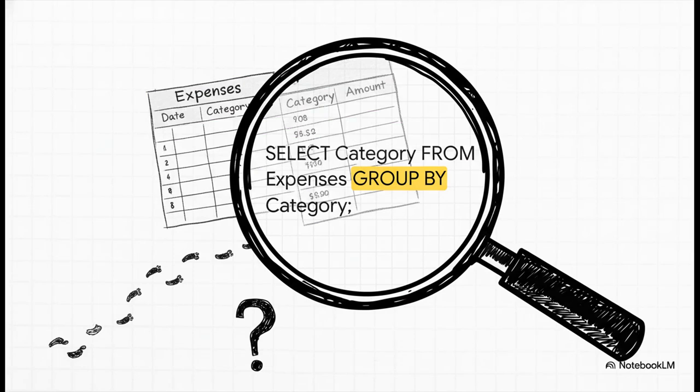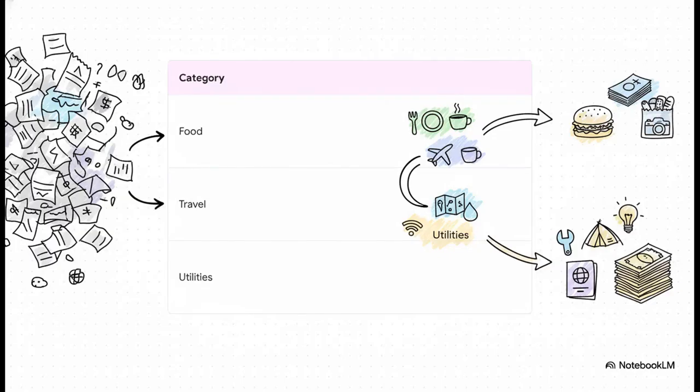And now, here's our first real clue, the query itself. It's super simple. All we're saying is, hey database, show me the category column from the expenses table, but I want you to group everything by that category. That's it. Let's see what it does. And boom, just like that, we have order from chaos. The database scanned through everything, found all the unique categories, and gave us this perfectly clean list. We've officially sorted our messy pile of receipts into 3 neat stacks: food, travel, and utilities.